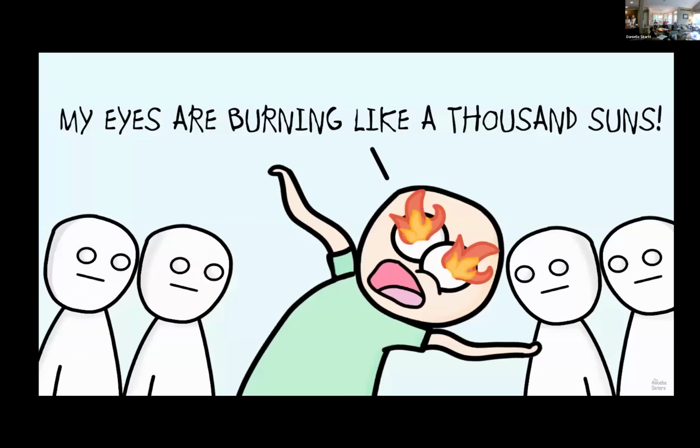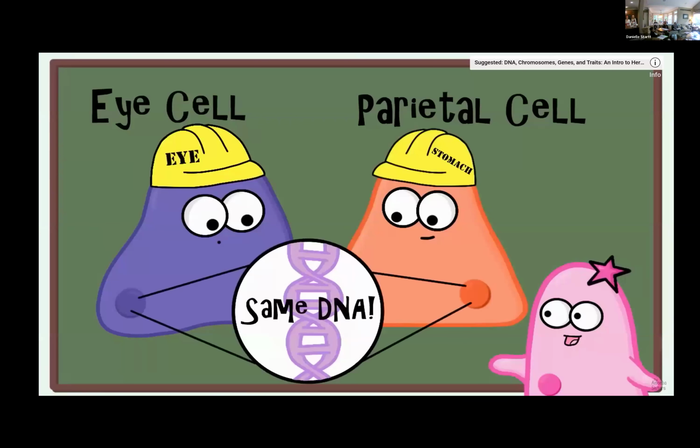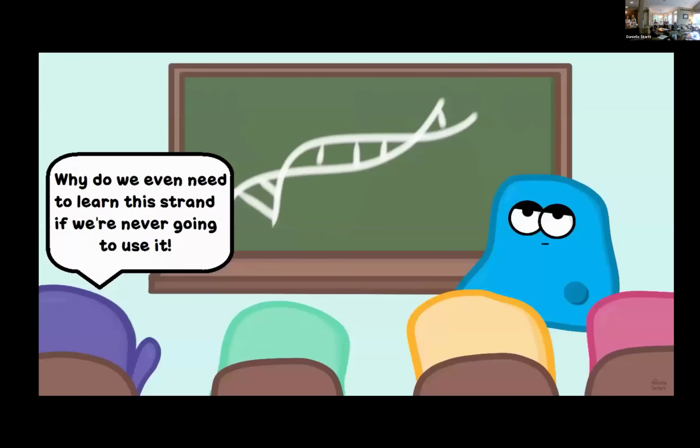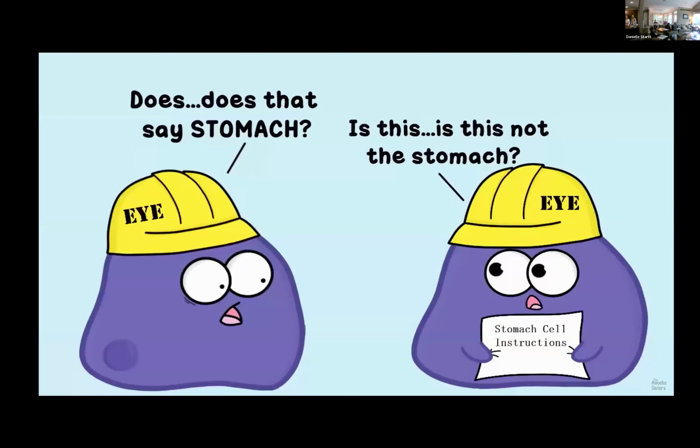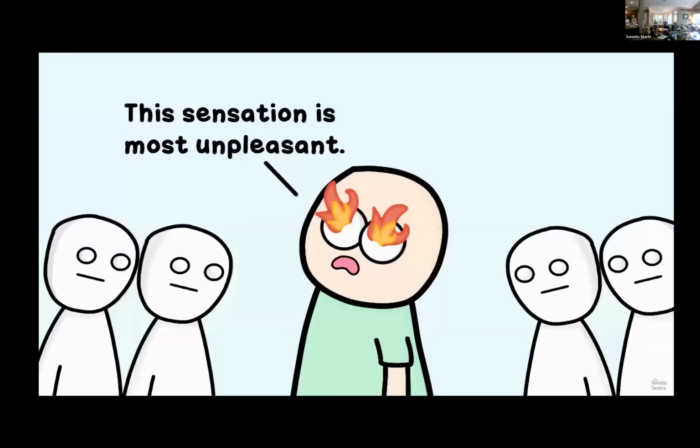But it's surprising because both your eye cells and your stomach cells contain all of your DNA. Your DNA, all of it, is found in your body cells. But the portions that are used need to be regulated somehow. Otherwise, we could end up with something ridiculous like eye cells producing hydrochloric acid. And that wouldn't just be a waste of resources, that would actually be very difficult to explain to your friends.